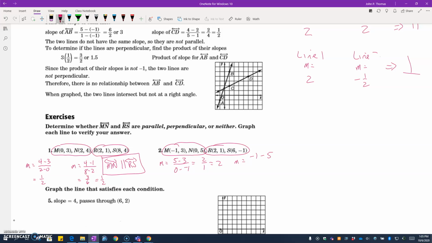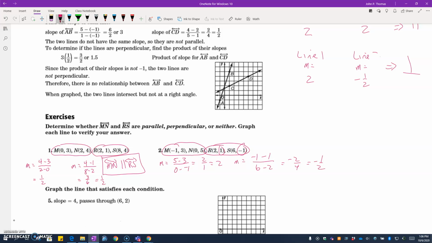M equals, we've got negative 1 minus 5. Or sorry, negative 1, my eyes jumped to the other. Apologize for that one. So negative 1 minus 1, so the y minus the y, over the 6 minus 2, the x minus the x. That's going to be negative 2 over 4, which is negative 1/2.